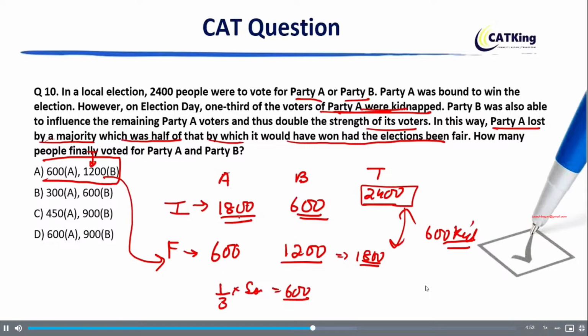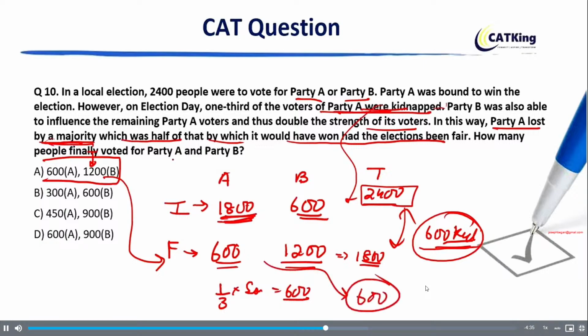Correct? And because 600 were kidnapped, out of this 600 were kidnapped, and few were influenced. Finally, this becomes 600. This becomes 1200. Correct? Okay. Now, party A lost by a majority. They lost by how much? 600. Half, which was half of that by which it would have won.